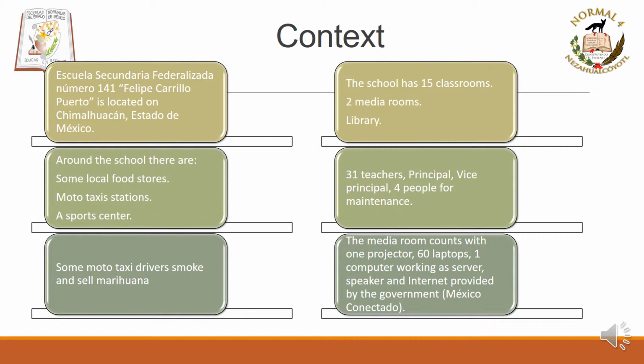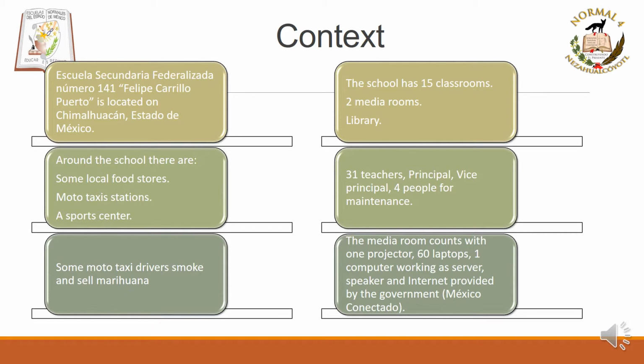Then we have the school. The school has 15 classrooms, 5 classrooms per grade. Then they have 2 media rooms and they have a library. There are 31 teachers, the principal, the vice principal, and 4 people for maintenance of the school.